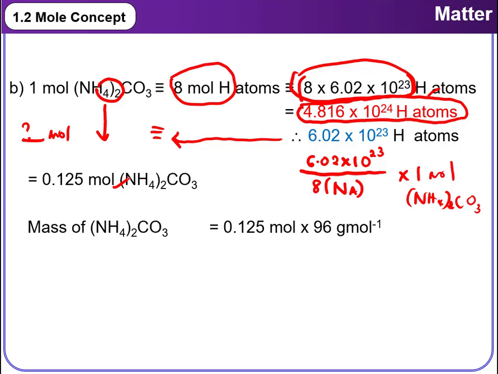How to get the mass? It is of course 2 times the molar mass of ammonium carbonate. So the mass of ammonium carbonate is 12 gram.